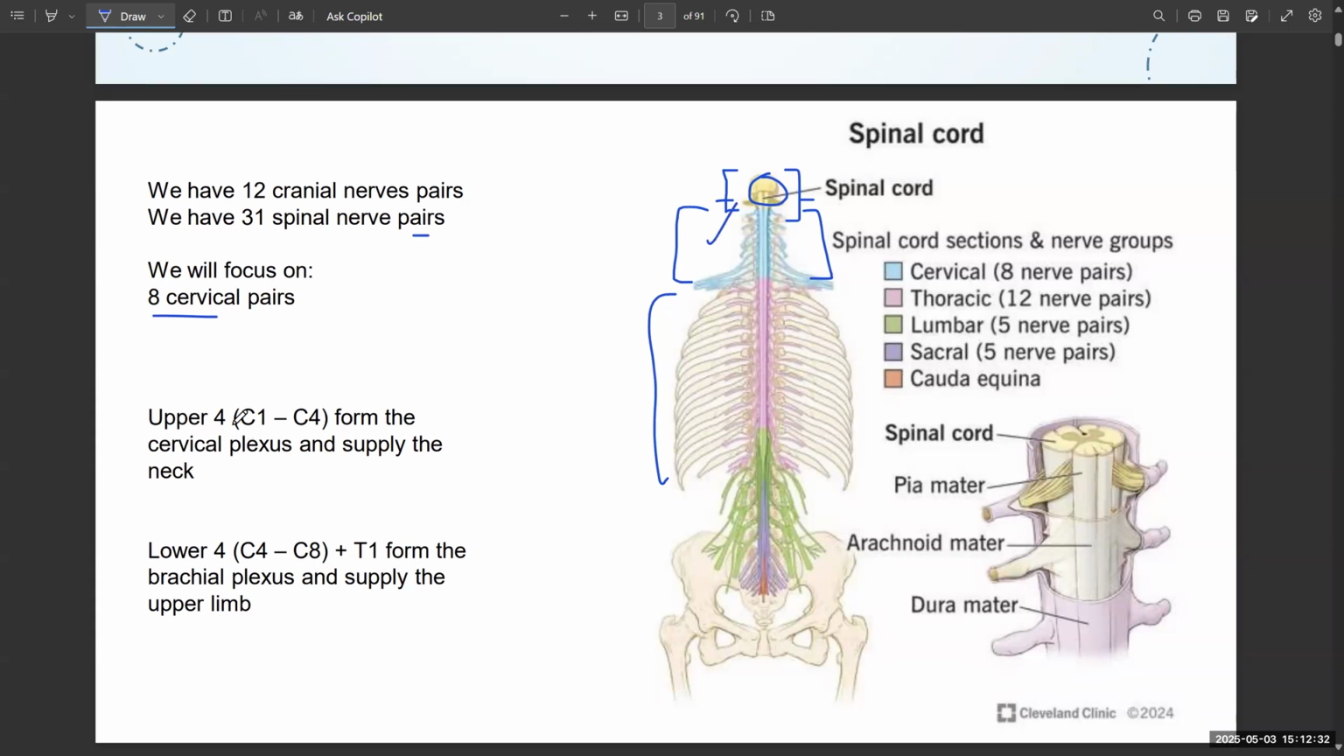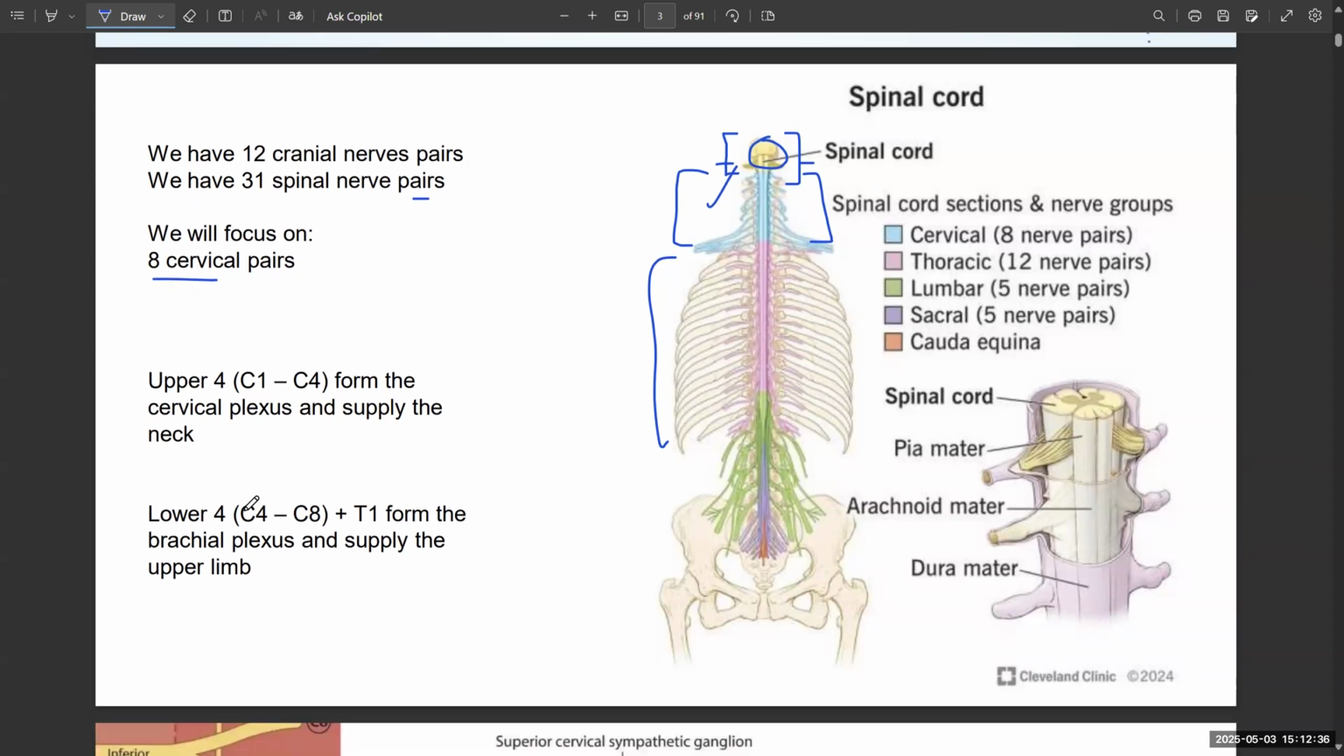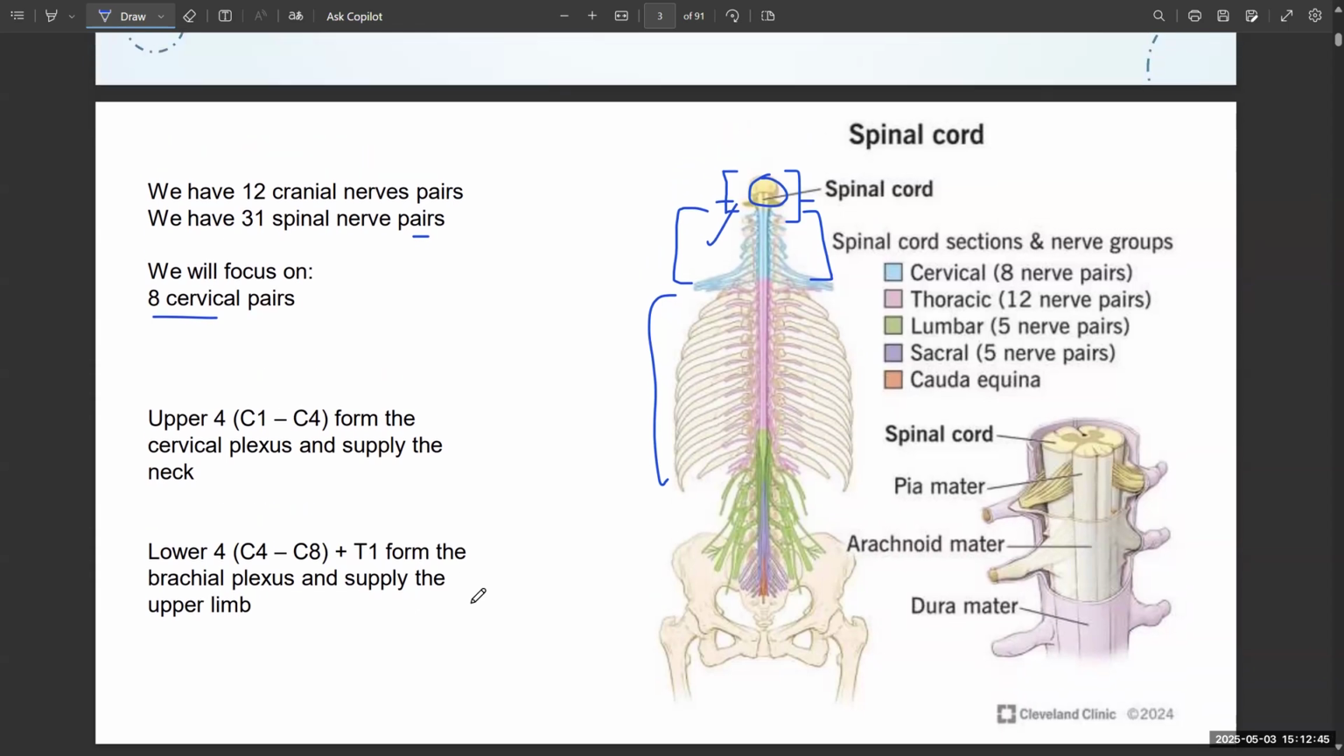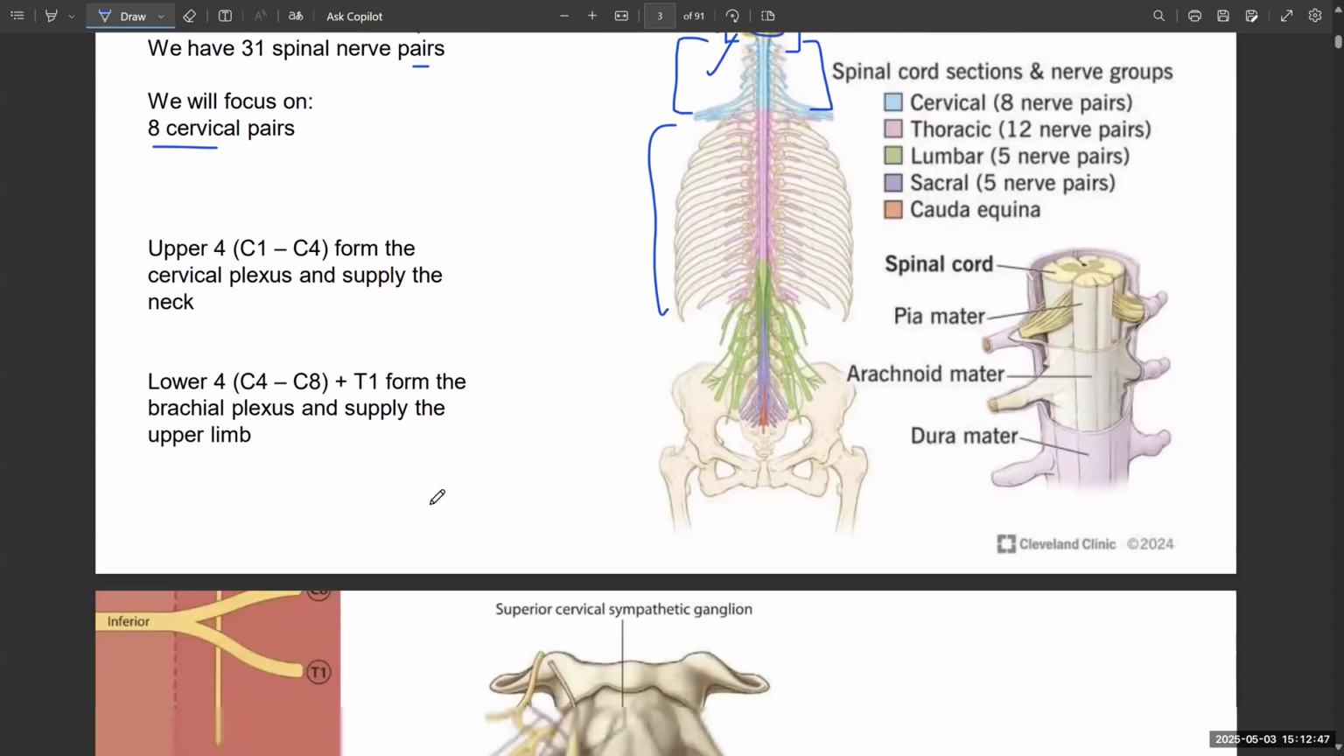Now, the upper four, C1 to C4, form the cervical plexus and supply the neck. And the lower four, which is C5 to C8, and then you also add T1, these will form the brachial plexus and supply the upper limb. I hope that is clear.